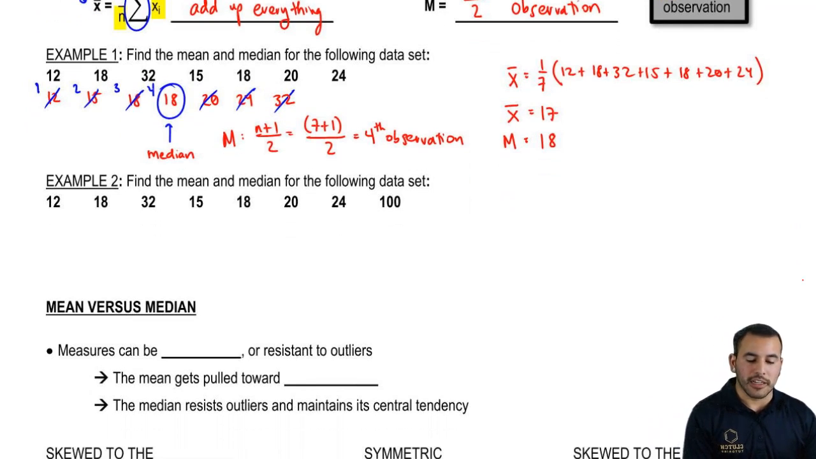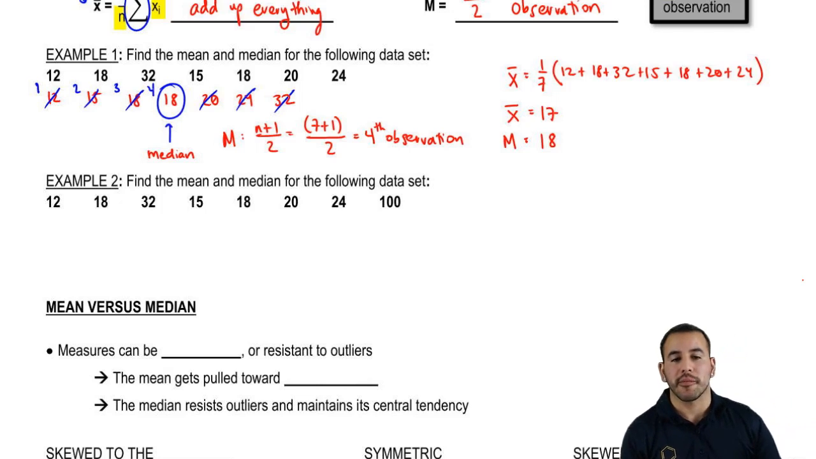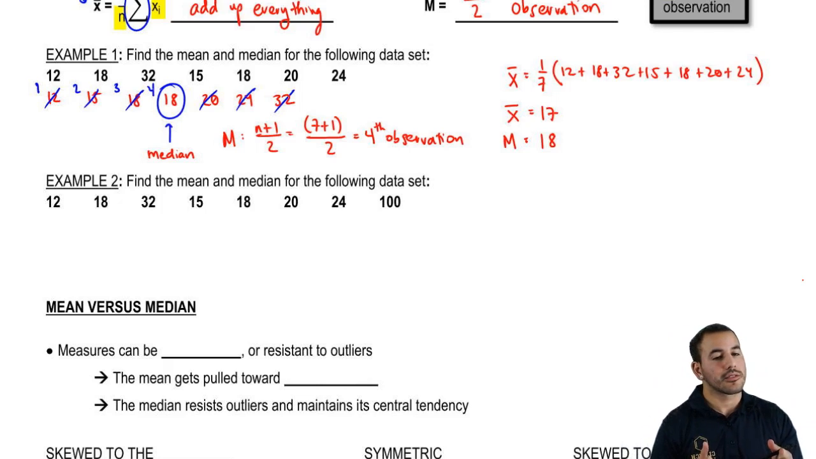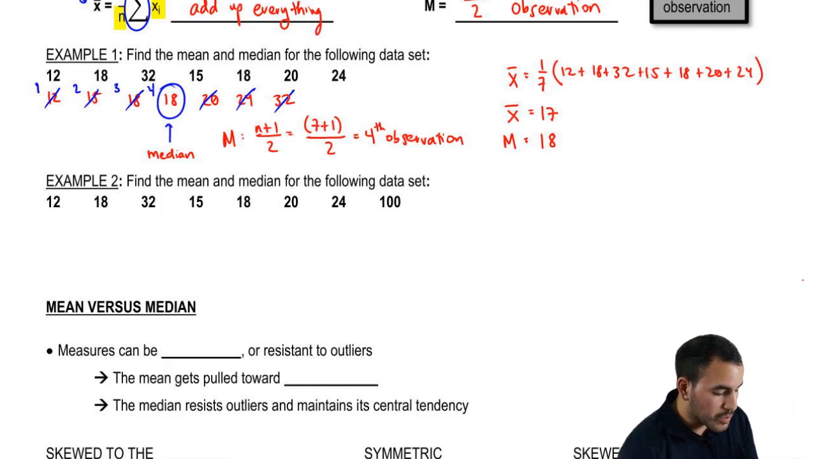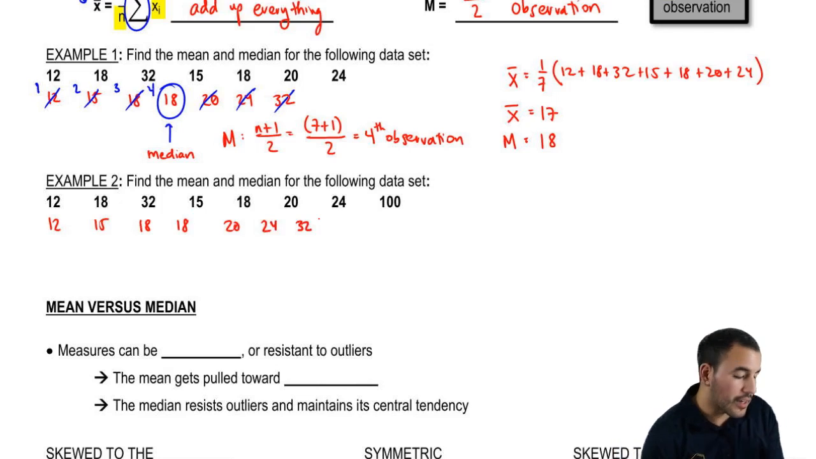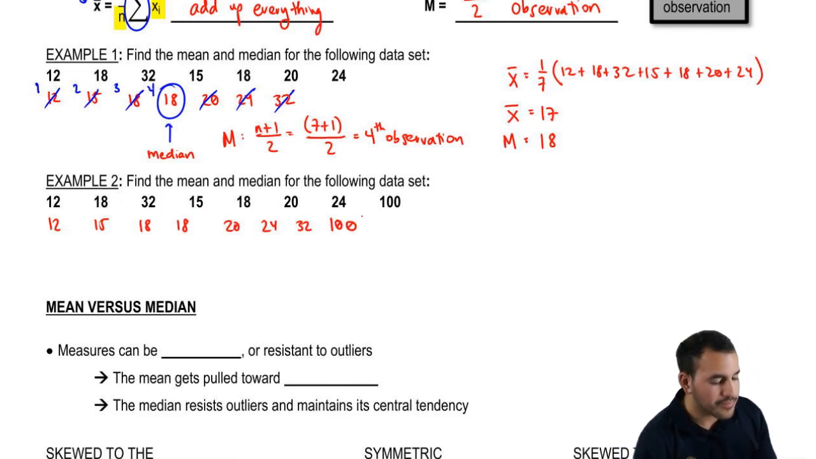So let's find the median again. What's our first step for the median? Put it in order, right? So let's put it in order. We got 12, 15, 18, 18, 20, 24, and 32. Oh, and 100. Whoop, look at that crazy one.